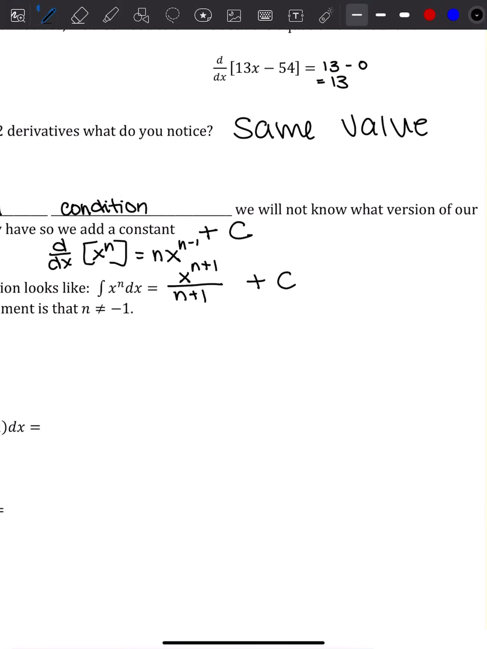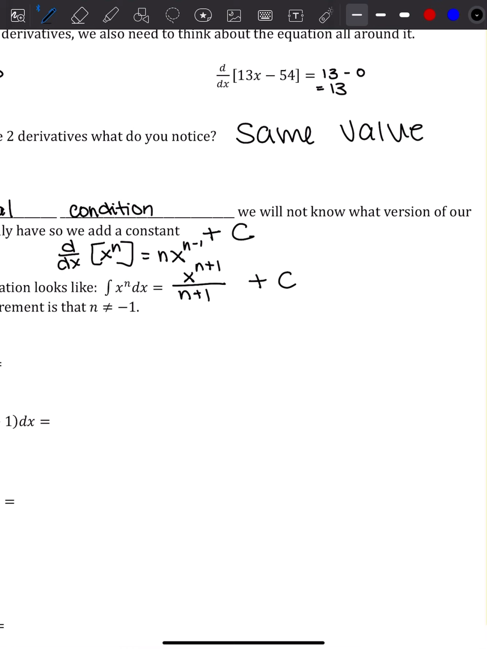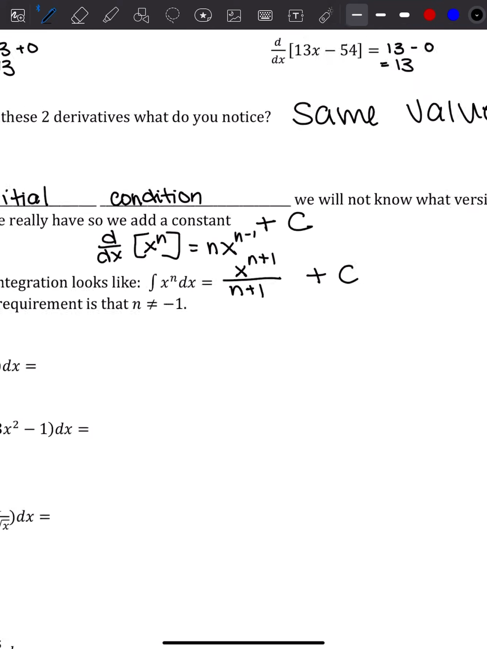Our only requirement here is that n can't equal -1, because if n equals -1, then we get 0 in the denominator, and we can't divide by 0. So when we see x to the negative first power, we might need to do something else. Hint, hint, x to the negative first power is the same thing as 1 over x, so we might know what it is if we remember what gives us the derivative of 1 over x. So let's look at some problems that we have here.